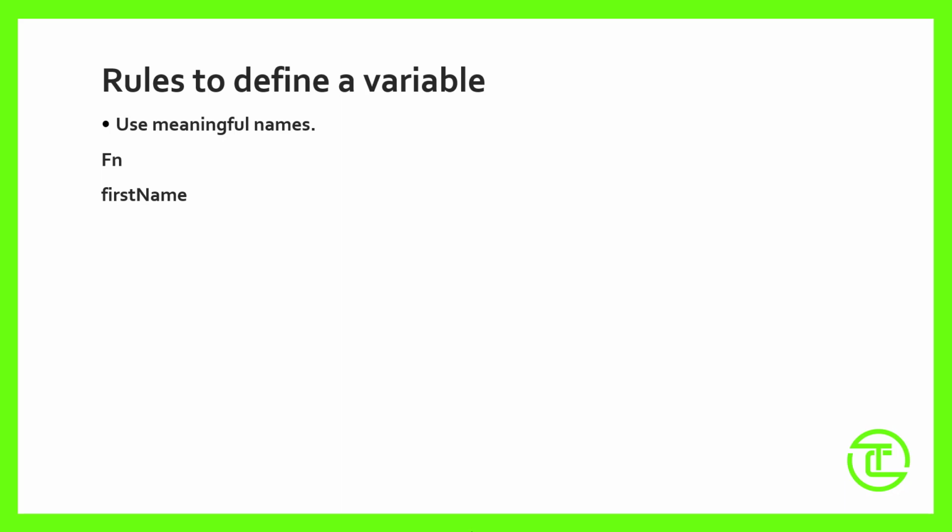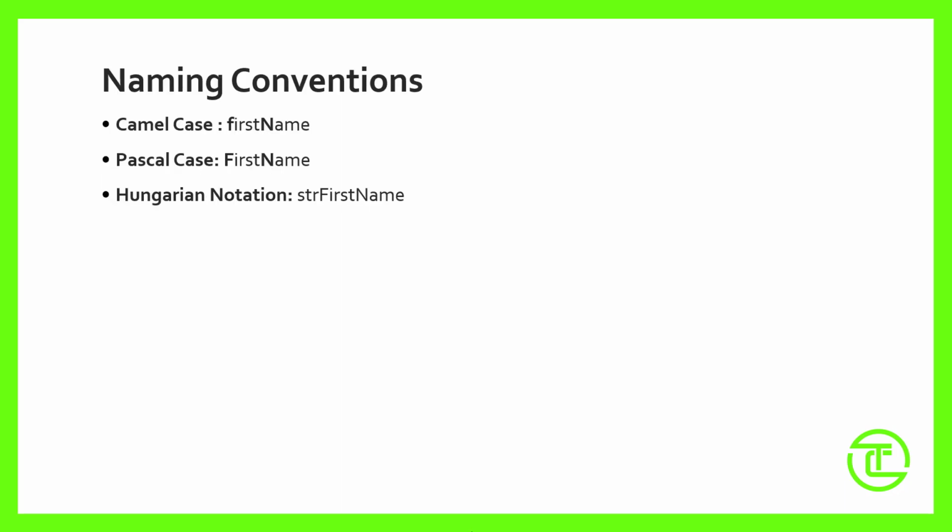This is a good coding practice if you are declaring a variable with a user-friendly or meaningful name, because if other developers are trying to understand your code, then they can easily understand it. Here we have some naming conventions to declare a variable. We have 3 naming conventions. Number 1 is camel case, number 2 is Pascal case, and number 3 is Hungarian notation. Hungarian notation is not in use, but we can use camel case for variables and Pascal case for constants.